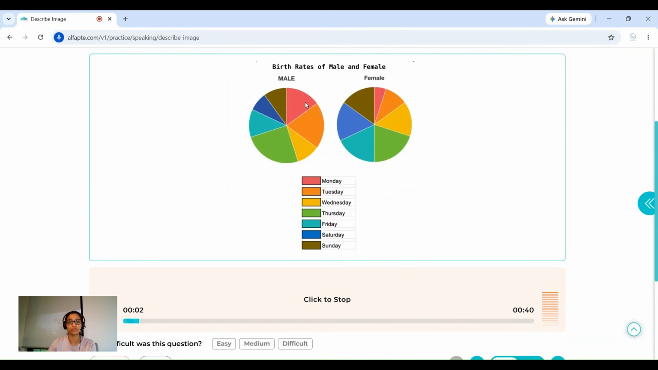The given image shows two pie charts with the birth rates of males and females in a particular area. On the left-hand side is for the males, and on the right-hand side is for the females. On the bottom is the legend showing the days, Mondays through to Sunday. Monday is represented by pink, Tuesday orange, Wednesday yellow, Thursday green, Friday light blue, Saturday dark blue, and Sunday brown. For the males, it is clear that Thursday was the most common, and for the females, Monday was the least common. In general, both had Friday as a pretty common day.